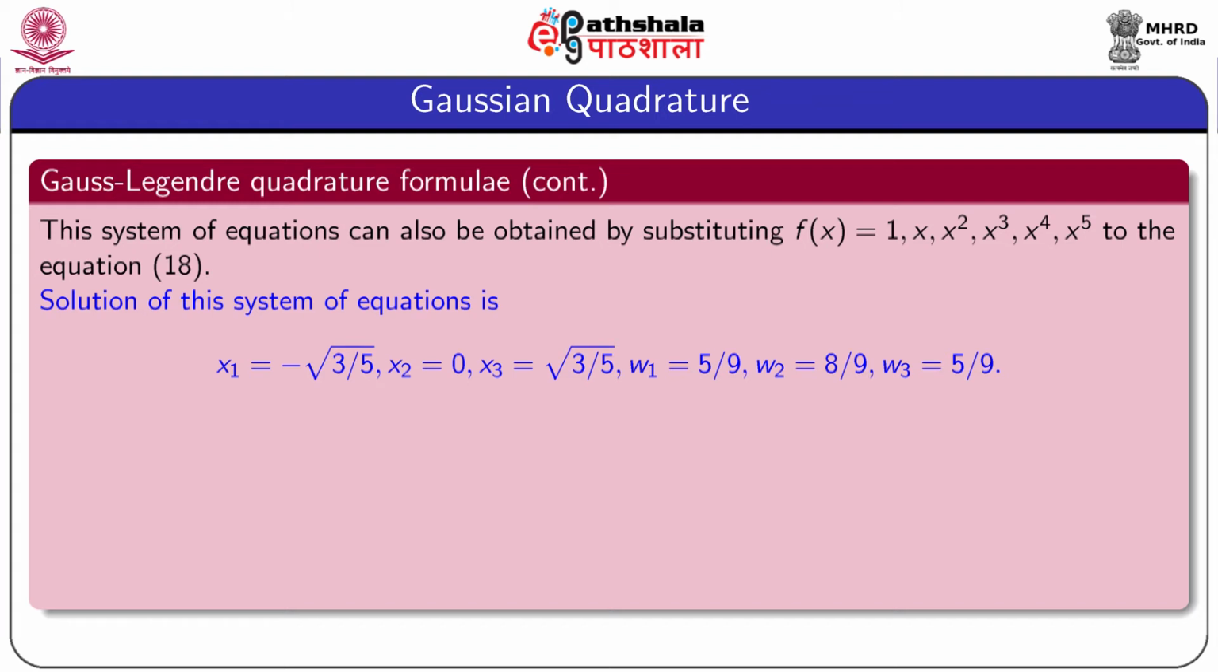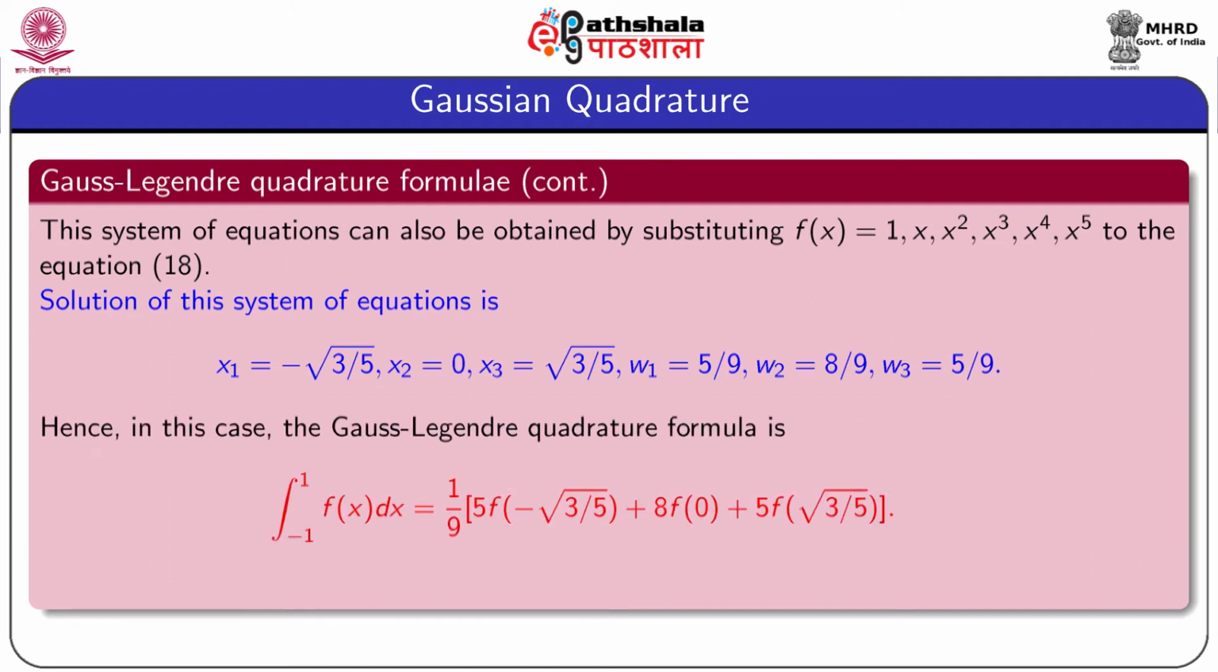Now solving this system of equations, we get x1 equal to minus root over 3 by 5, x2 equal to 0, x3 equal to root over 3 by 5, and w1 equal to 5 by 9, w2 equal to 8 by 9, w3 equal to 5 by 9. So using these values, we obtain equation 19. This formula given in equation number 19 is known as the 3-point Gauss-Legendre quadrature formula, and this formula gives exact results for polynomials whose degree is up to 2n minus 1, that means 6 minus 1, that means up to degree 5.